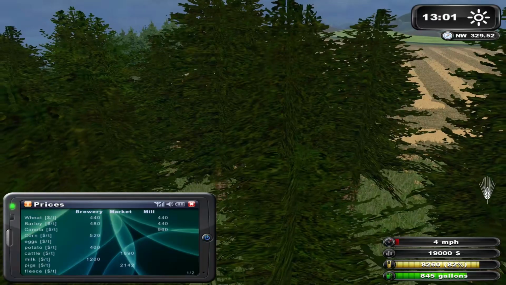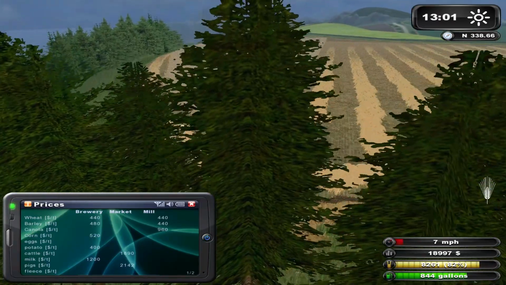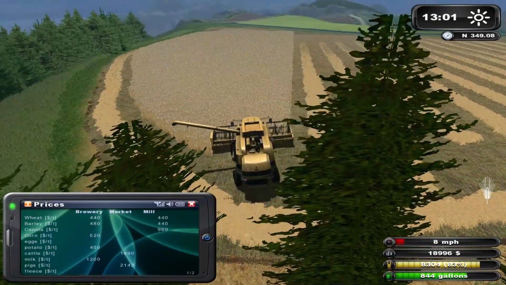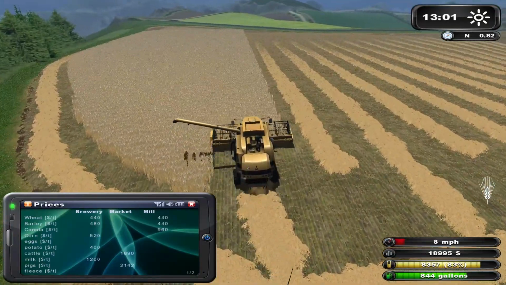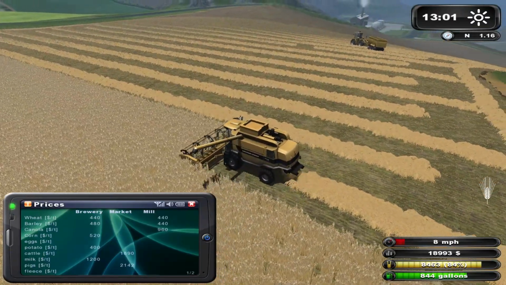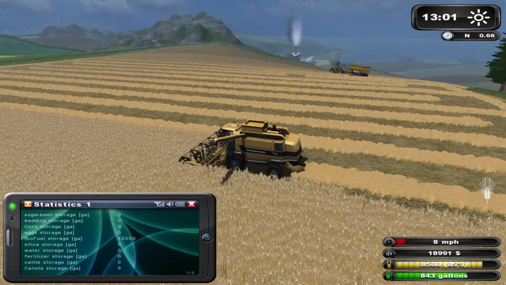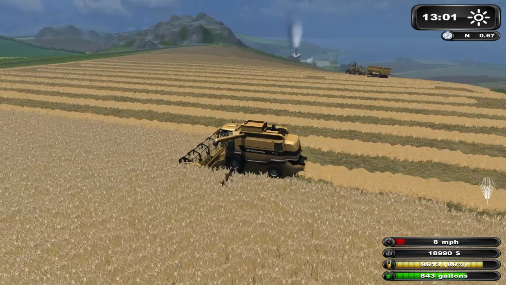We see that the brewery has a higher price for the barley. Oh, blimey, I should have been taking that over to the brewery versus the mill. Okay, my bad. I was just assuming the mill had the higher prices of the two. I will rectify that immediately.